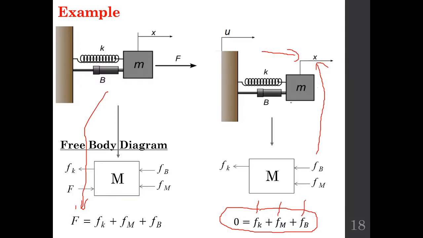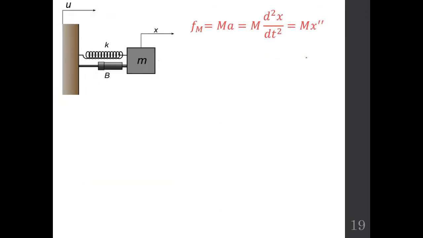Very simple. The inertial force of the body will be equal to m into a, and a is simply equal to the double derivative of the displacement of the body with respect to time, and that will be equal to m x double dash. Here double dash just represents the double derivative of x.